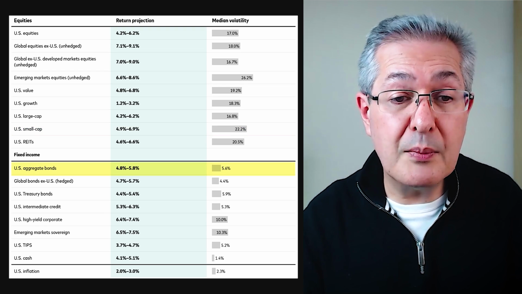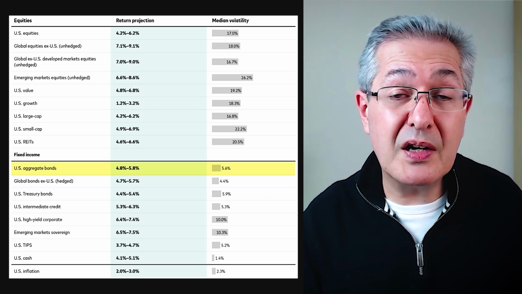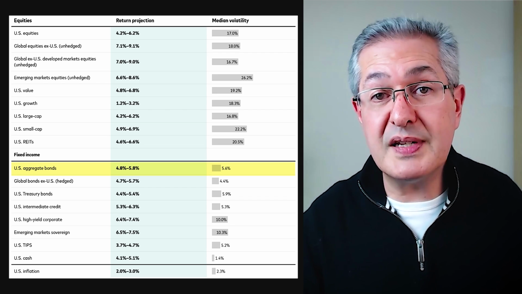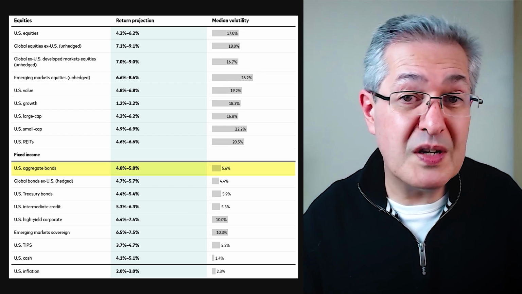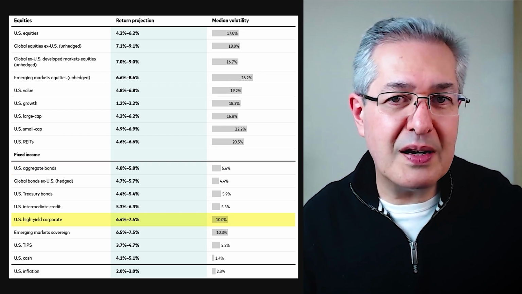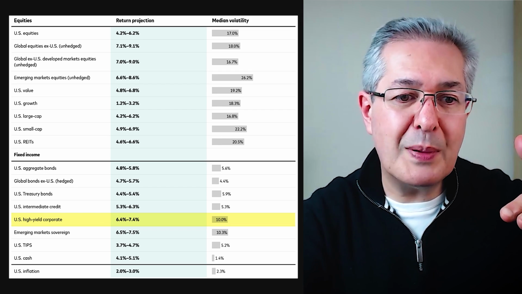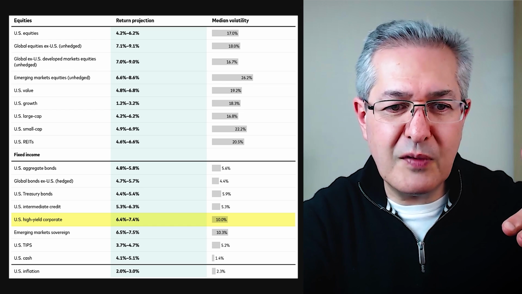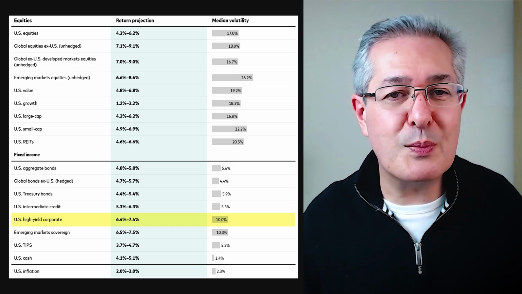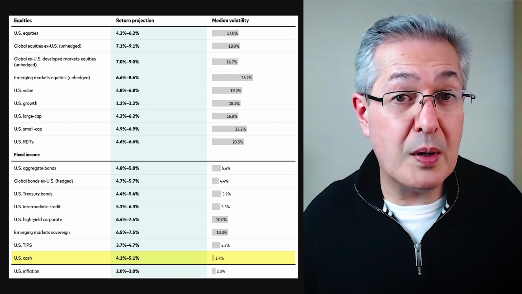Bonds in the US too are looking more attractive with returns for aggregate bonds. So this would be a tracker of the aggregate bond index, say. That's going to return between 4.8 and 5.8% per year. So much better than we saw, say, a year ago. And if we look at US junk bonds, despite the fact credit spreads are very tight, because risk-free rates are now higher, they're expected to return around 6.4 to 7.4% per year, which isn't much less than the equity risk premium. Even US cash is expected to return between 4.1 and 5.1%.